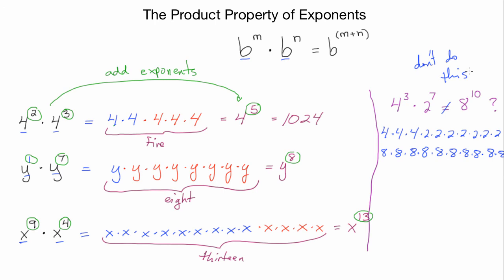But there you go. There's an introduction to the product property of exponents. If you're multiplying the same base, you can add the exponents together to get the resulting number or expression.